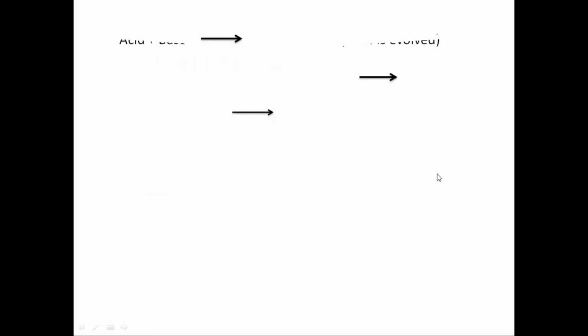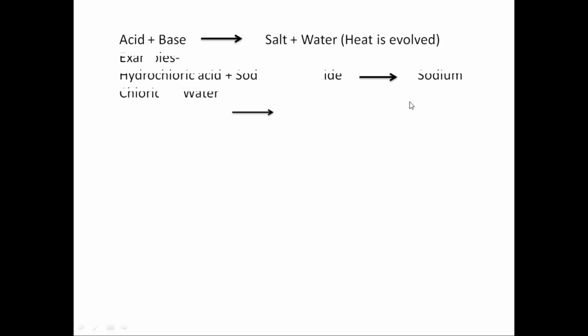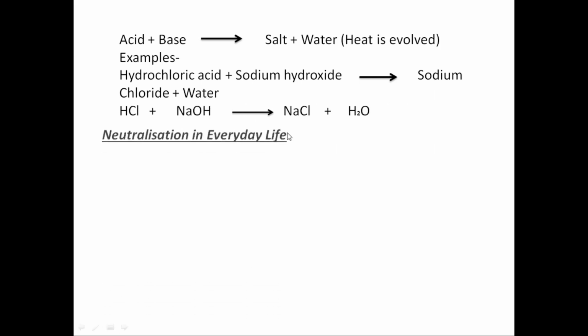So let's see some examples. Here the reaction is written: acid plus base gives salt plus water, with heat evolved. Next you see some examples. Hydrochloric acid plus sodium hydroxide, what we get is sodium chloride and water. Sodium chloride is our general salt or normal salt. Here with chemical formulas these are written: HCl plus NaOH gives NaCl plus H2O.